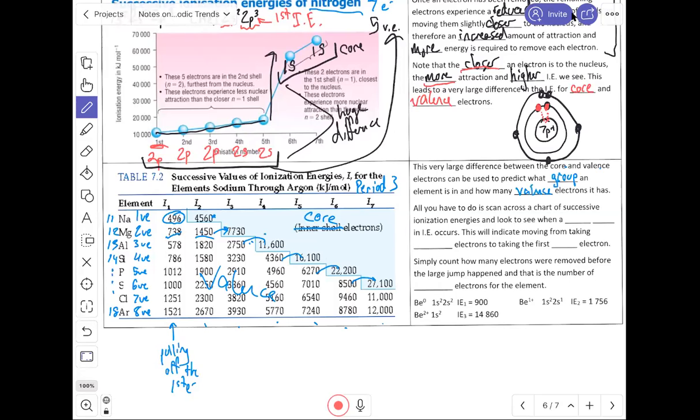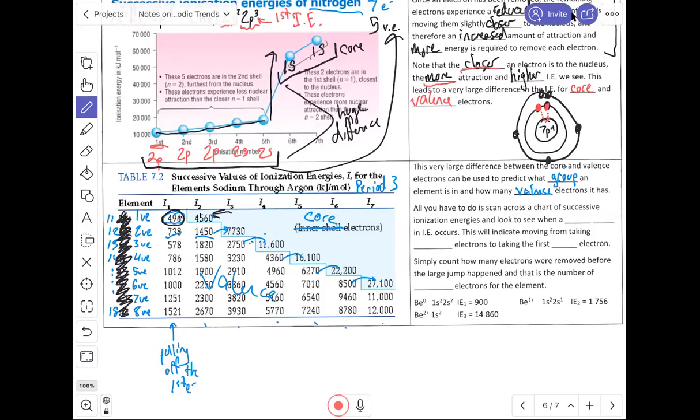Because you need to imagine that if I did not give you this information and you just looked at this chart, you could still tell that the difference between this number and this number means that this is a valence electron and this is not, and therefore that thing only has one valence electron. You can look at the numbers and see what it's talking about.